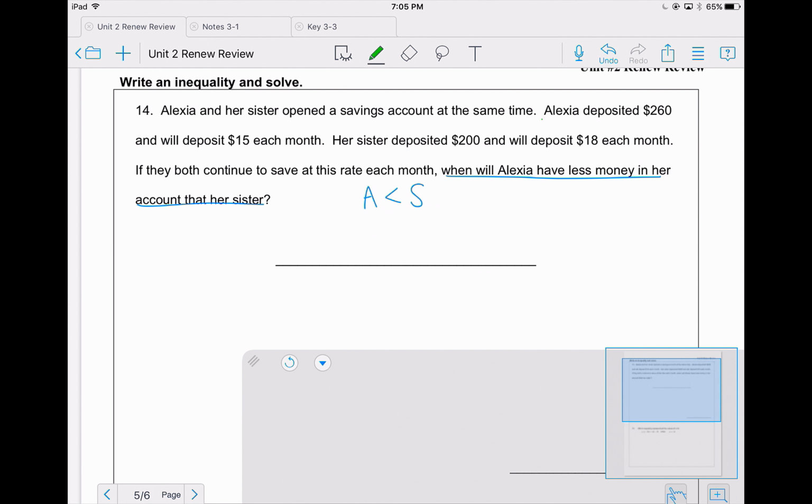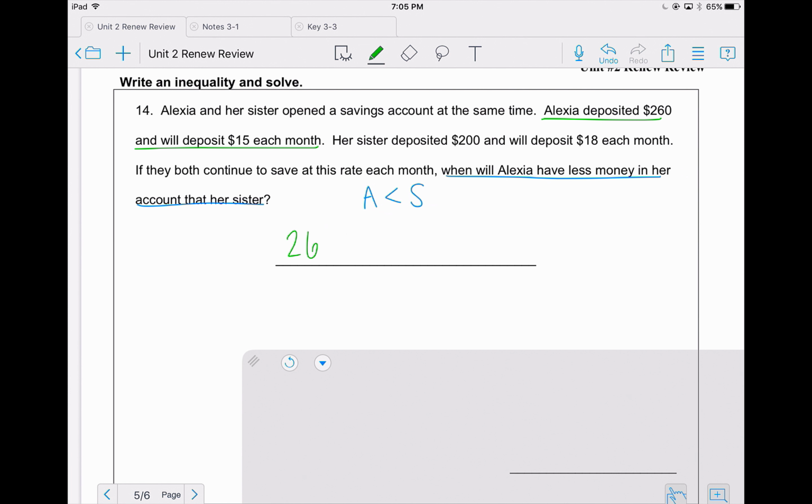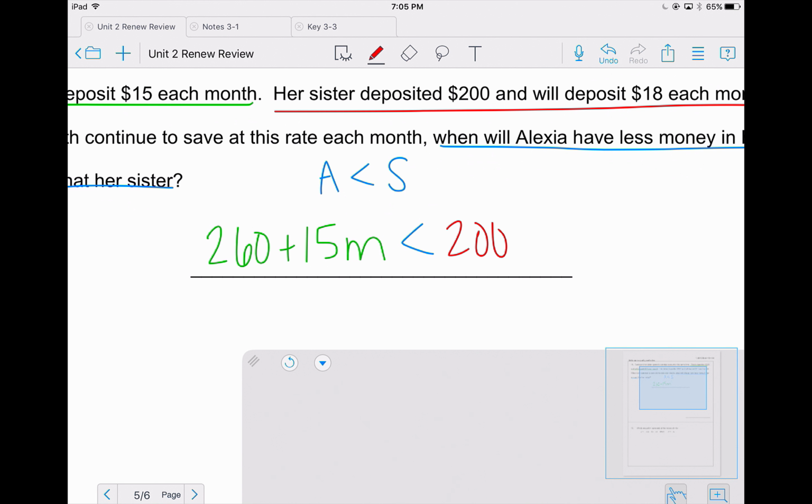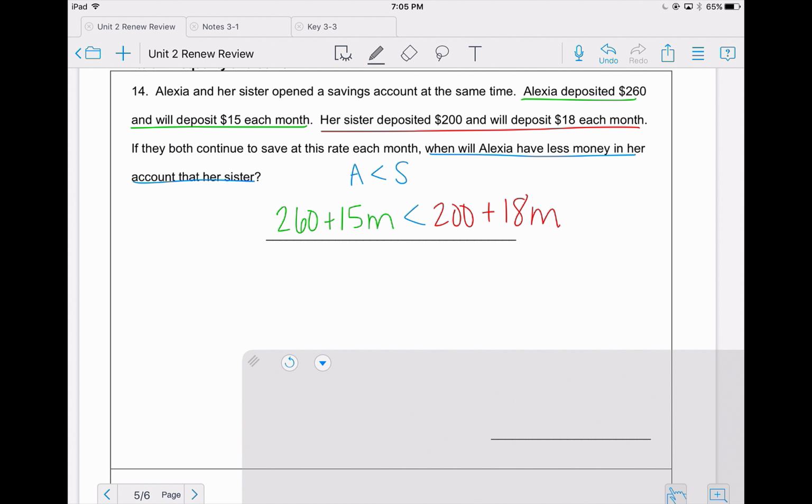So let's see what we know about Alexia. We said that it was $260 and $15 a month. So she's depositing a one-time fee of $260 and we are adding $15 a month. Keep in mind that deposit means add or put in. Deposit you put into the bank, withdrawal is taking out. So if they're putting it in, we're going to add. And then the sister puts in $200 and is going to deposit $18 each month. Now again, we don't know how many months. That's why we leave m in our equation.